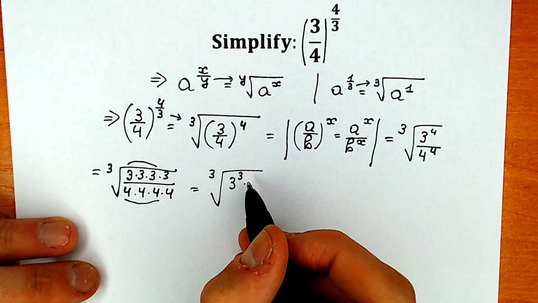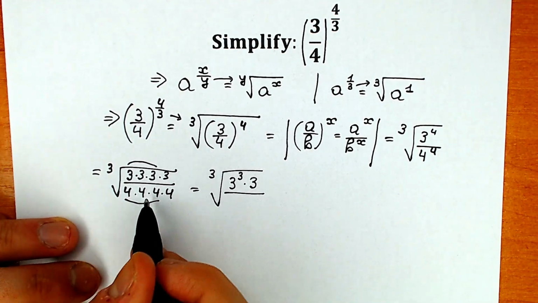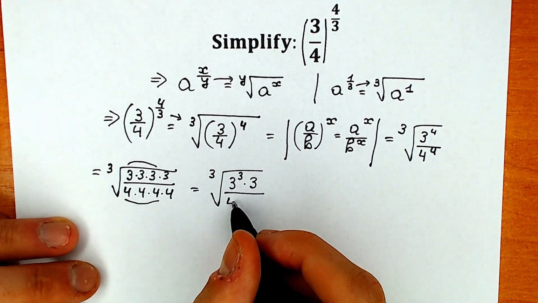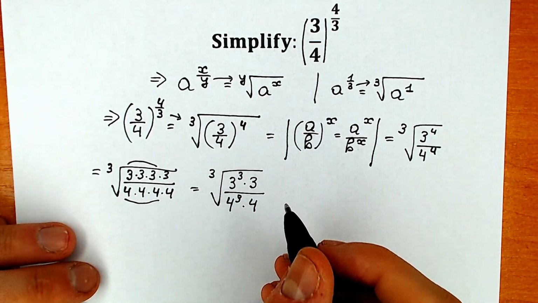Times 3, okay, times 3. And the same thing in our denominator, we have 4 to the power 3, because we have 4 three times, so we have 4 to the power 3 and times 4. All right, I hope you understand this step.